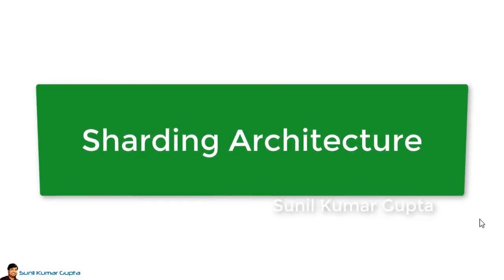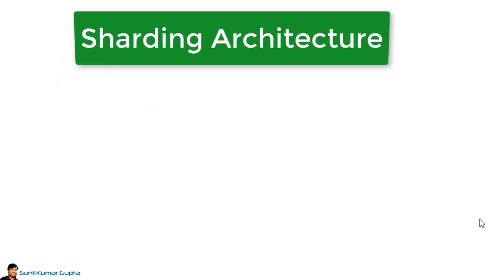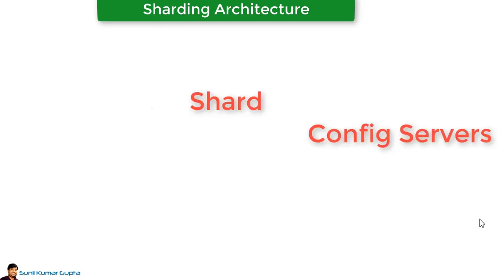In the previous lecture, we saw what sharding is and what the components of sharding are. We know that there are three components of sharding: the shard, the config server and the router, that is MongoS. In this lecture, I'll show you in a picture what they look like, the architecture, and how they communicate with each other.